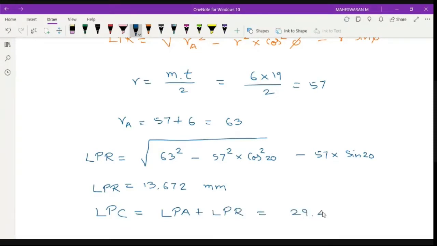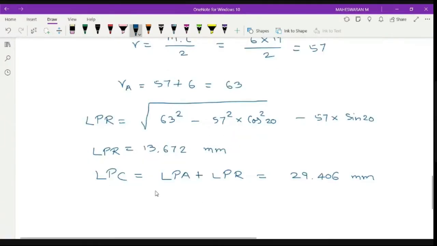29.4066 mm. So adding these two, we are getting the length of path of contact, which is 29.40. So this is what we got. This is our answer.